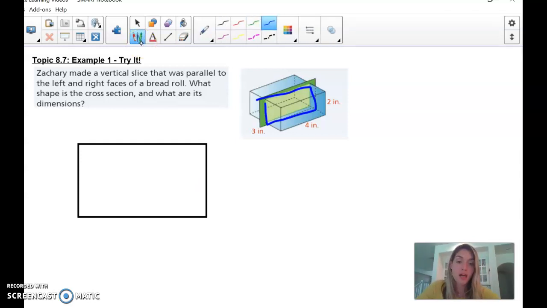Now the length on the bottom is the same length as the bottom of this rectangle, which ends up being 4 inches. So the dimensions of the length are 4 inches.